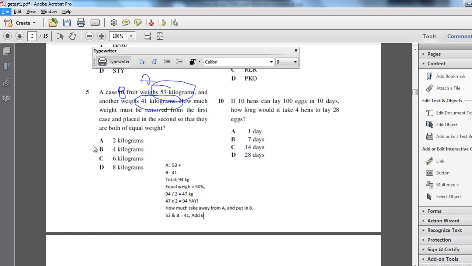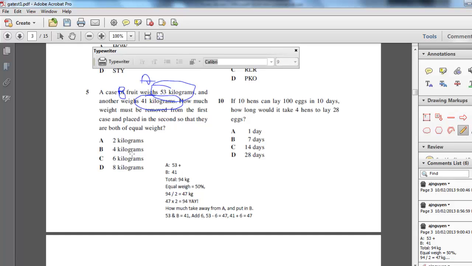So therefore, you need to take away 6 from A and then add it to B, because 53 minus 6 is 47. And then you've got 41 plus 6, which is 47. And both will still be equal to 94 kilos. So the answer is C. Six kilograms.